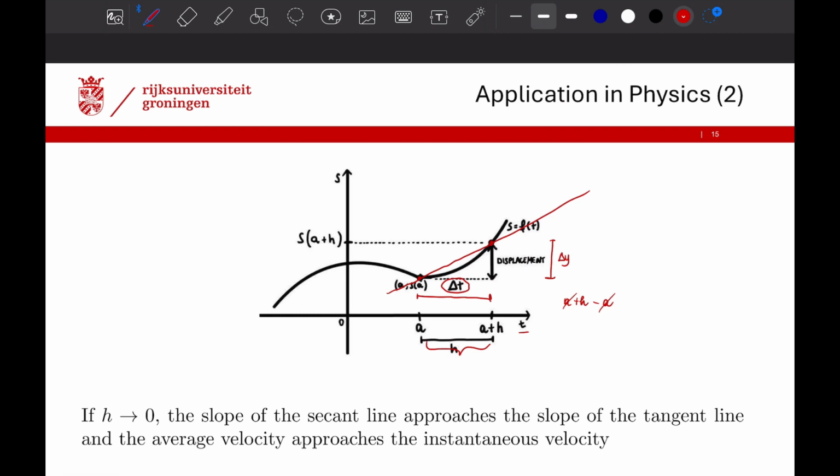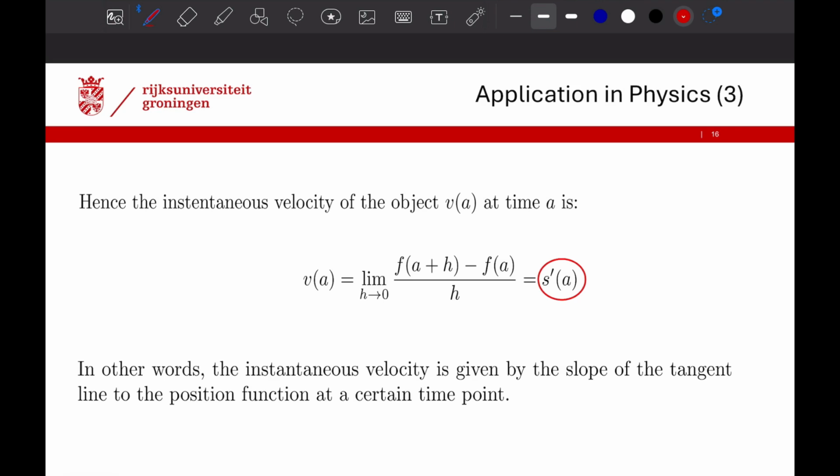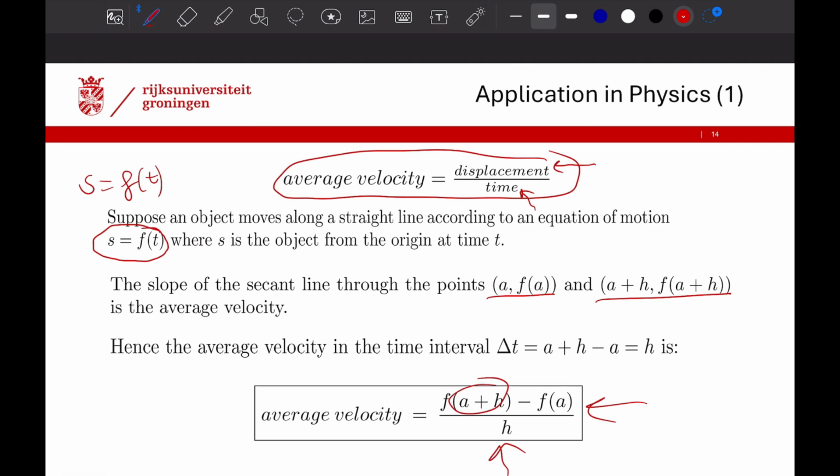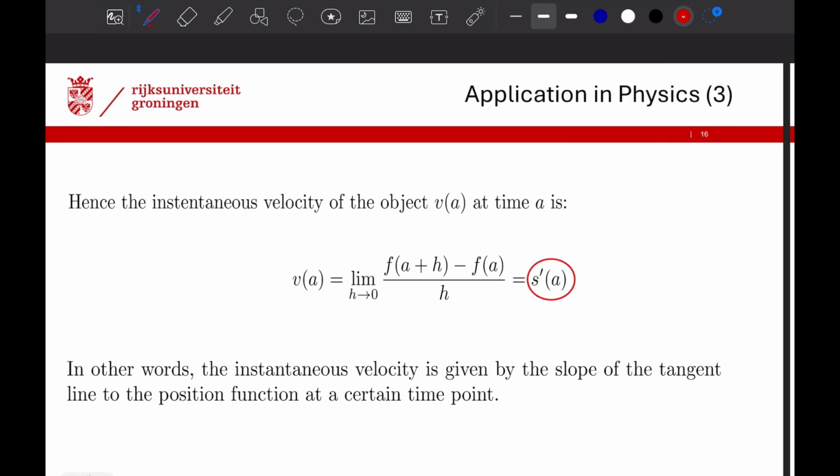Now we ask ourselves, just like we did before, what happens if I choose the second point closer and closer to the first point? Well, we now know that if h goes to 0, the slope of the secant line approaches the slope of the tangent line at this point of the graph. Now, the important thing is, what is the meaning of the slope of the tangent line in the context of velocity? It gives us information about the instantaneous velocity. So it's not the average velocity anymore, but the instantaneous velocity that we are now concerned with.